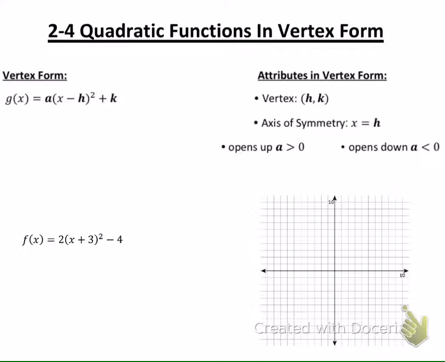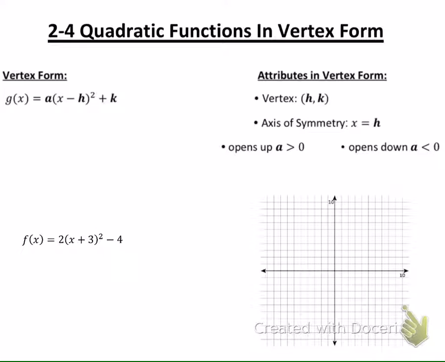This vertex form may look familiar. It's something we dealt with in Unit 1 transformations, where we had our A, H, and K, and how they transform that equation, okay? But in this case, there's a squared in our parentheses. That means it's a quadratic. So it's a vertex form of quadratics, all right? I have an example here, all right?